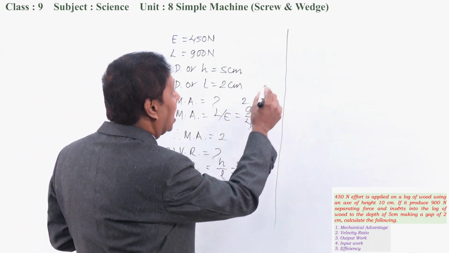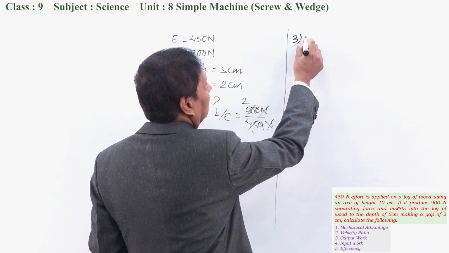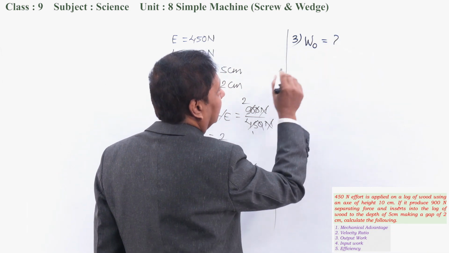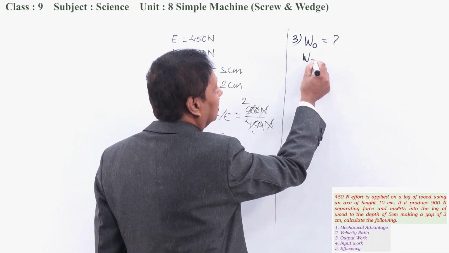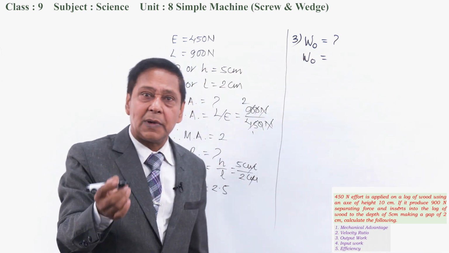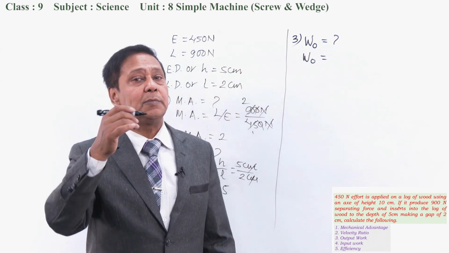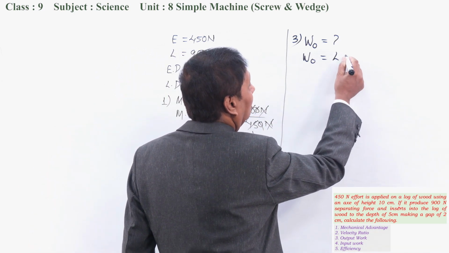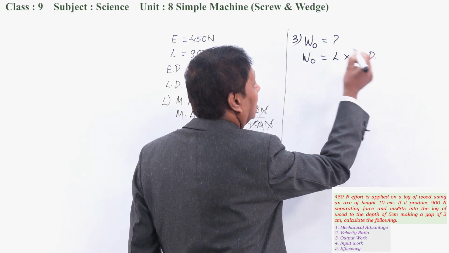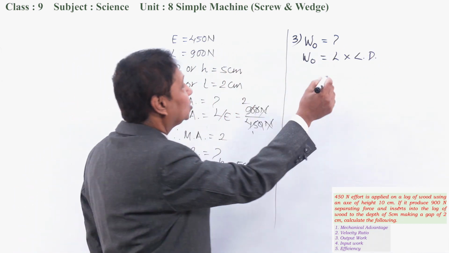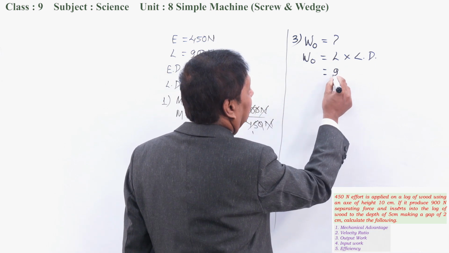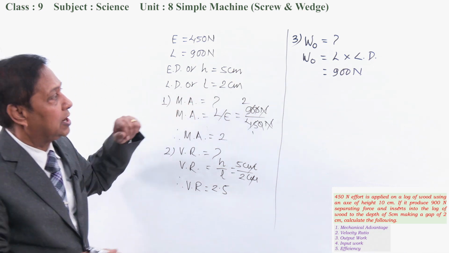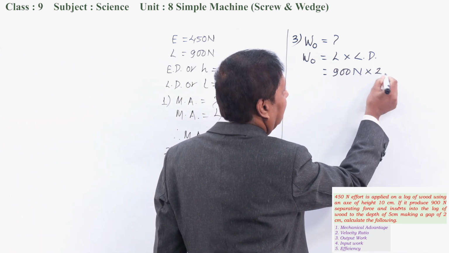Now, let's go through the others also. Next question is output work. Third is work output. Work output is equal to question mark. Now, work output, do you remember this? The work done by the machine is called work output, and it is calculated using this formula: work output equals load into load distance. It is the product of load and load distance. Load is given 900 Newton and load distance is 2 centimeter. That's why I'm writing 2 centimeter.